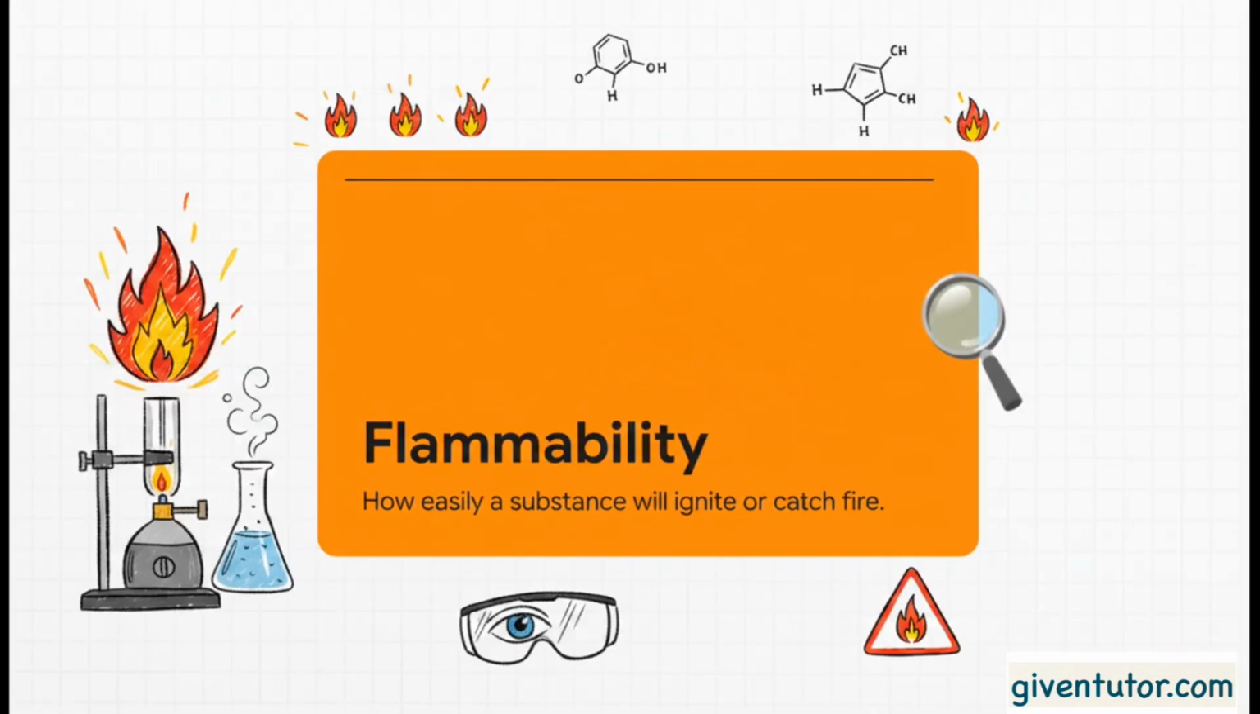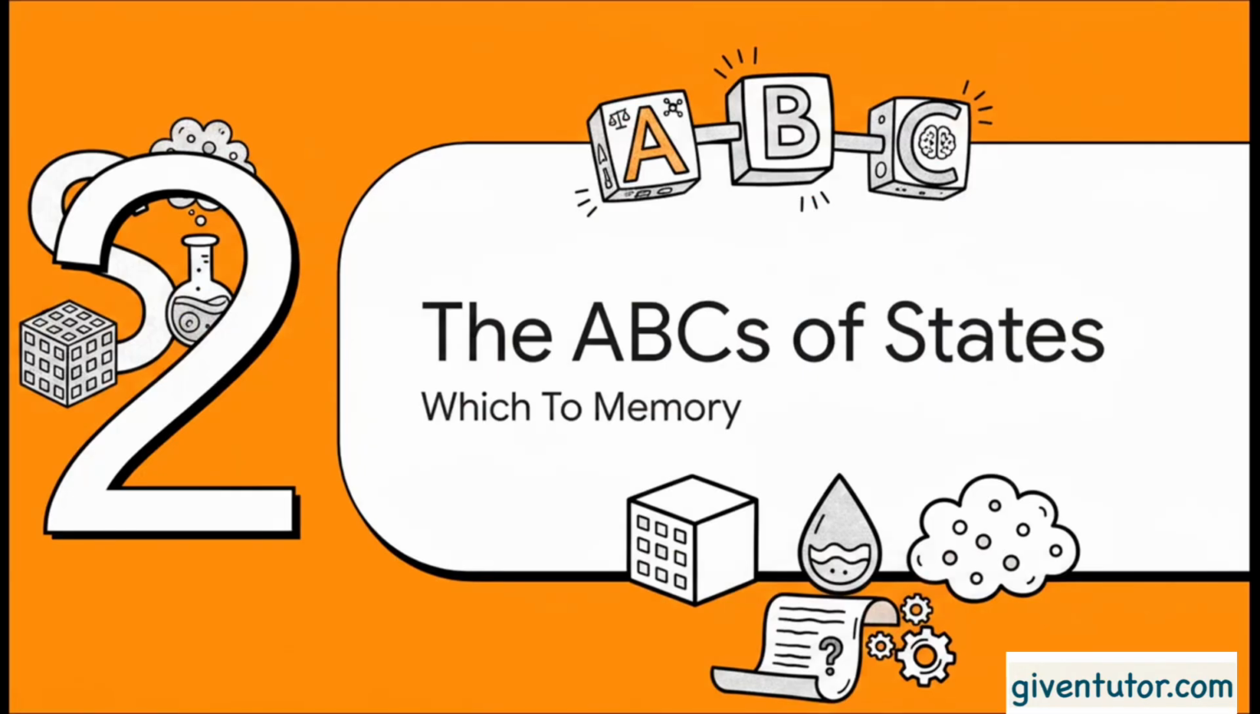And finally, flammability. This is an absolutely crucial property that tells us how easily our reactants might just catch fire in the lab. Knowing the flammability of your substances, that is step number 1 in designing a safe, effective scientific investigation. Safety first. All right, section 2, the ABCs of states, which to memory.